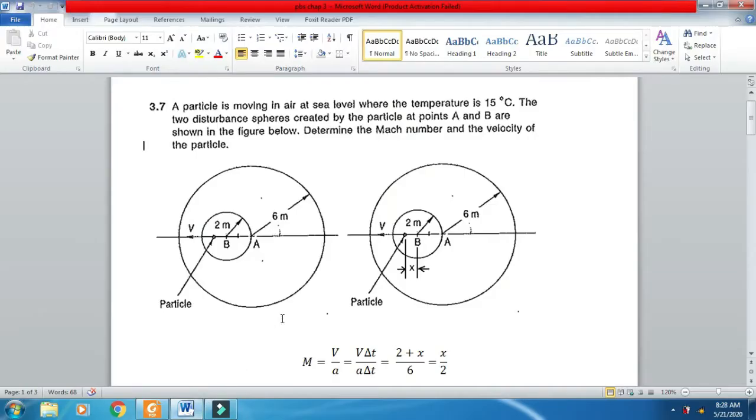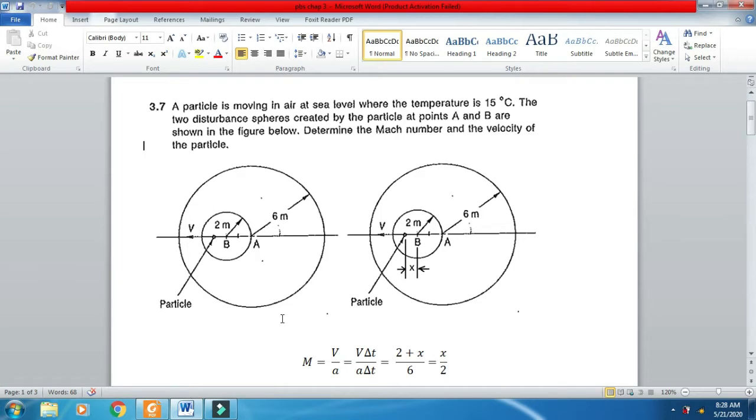In the previous lecture we studied the different types of motion: subsonic, sonic, supersonic, and we also discussed the formation of wave fronts when a point disturbance is moving with some speed, supersonic or subsonic. This is the related problem in which the particle is moving in a medium which is at a temperature of 15 degrees C.